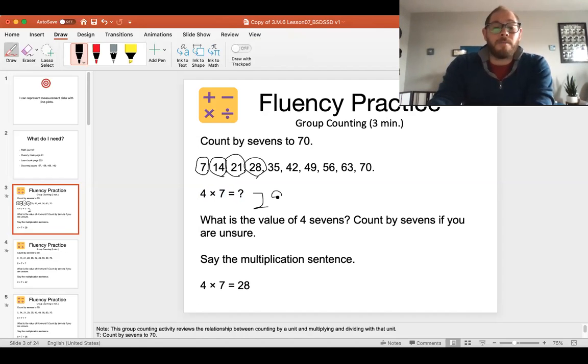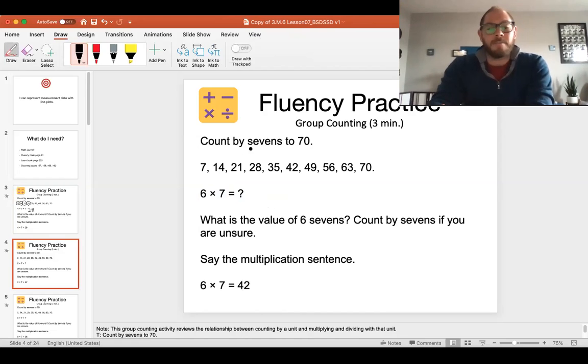All right, now we're going to say that as a multiplication sentence. So we say 4 times 7 equals 28. There we go. All right, let's head to our next slide.